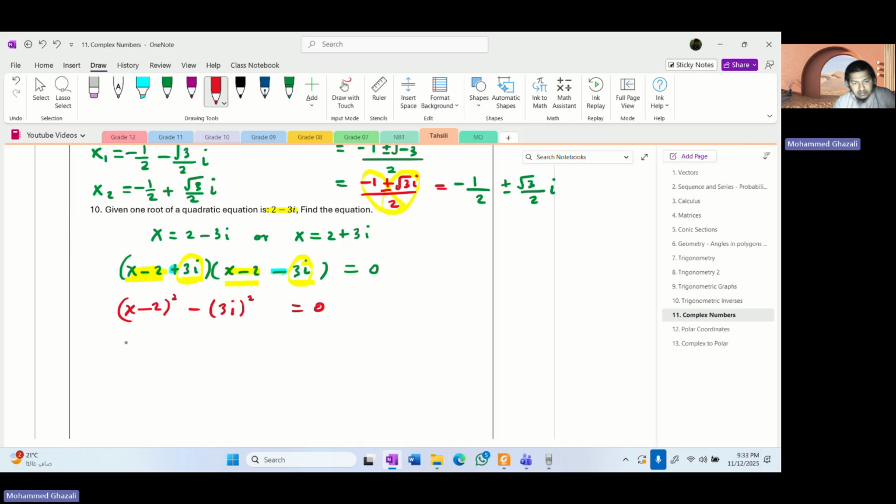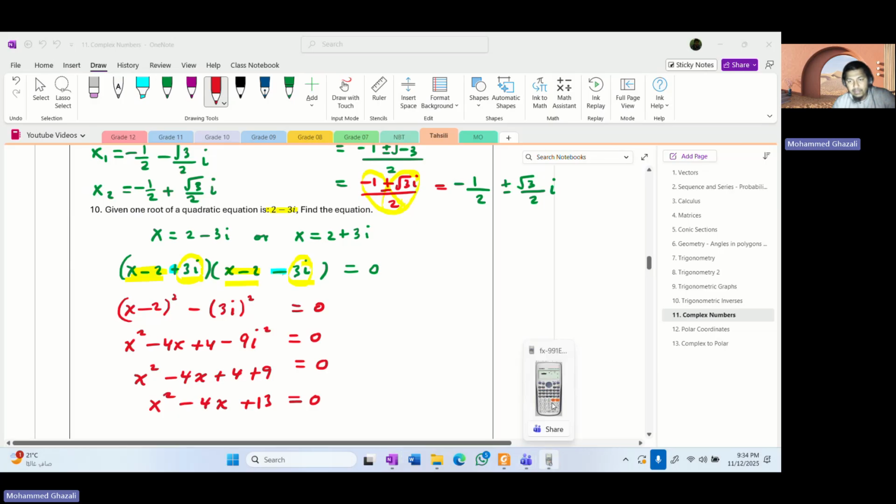Now expand this, that is x squared minus 4x plus 4. We have done it before. And then minus 9i squared is equal to 0. So we got x squared minus 4x plus 4 plus 9 because i squared is negative 1, negative 1 times negative 9. So now we got x squared minus 4x plus 13 is equal to 0. So this is a quadratic equation that will give us these two answers.